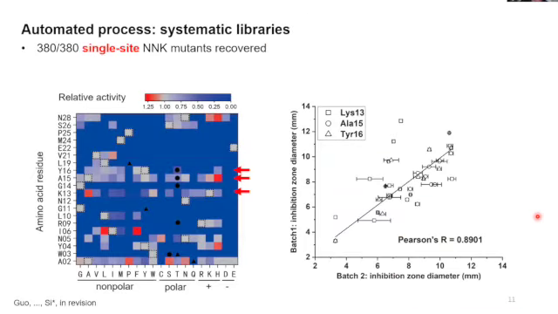From there, we could have this mutation and activity heat map. These are different residues, and these are the 20 amino acids, and the color codes the activities. We also looked at intra- and inter-plate variations, and the correlation between batches. We still see about 15% variation, but it's a much improvement over the manual process.